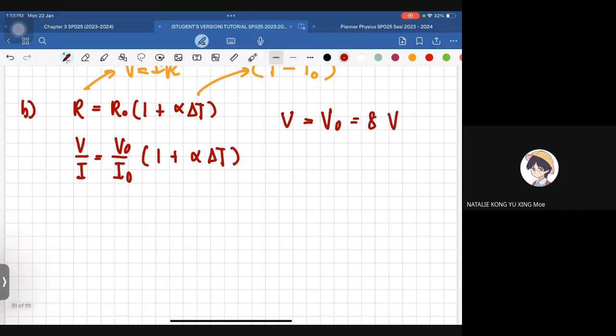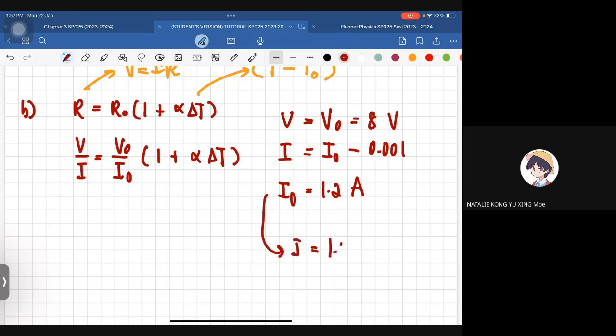Okay, lepas tu I pula, dia cakap decreases kan. So, the initial tu, dia akan decreases by 0.001. So, kita akan tolak lah. So, dari sini kita tahu the original current is given as the one at A lah, 2A tu, which is 1.2 ampere. So, dari sini, I is basically 1.2 minus 0.001 lah. Okay. So, yang ni kamu substitute lah.